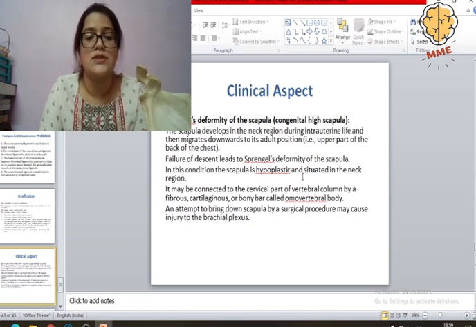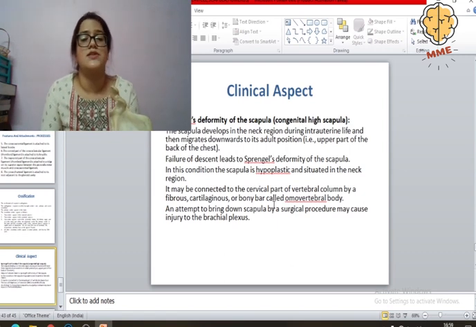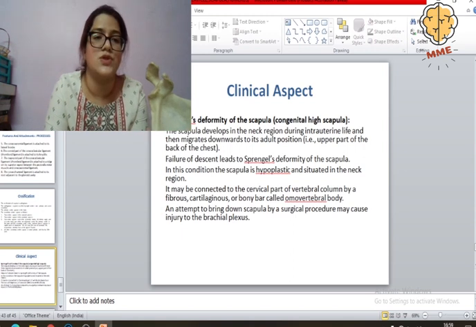In this condition, the scapula is hypoplastic, situated in the neck region. It may be connected to the cervical part of the vertebral column by a fibrocartilaginous ring. Now the saddest part is, you cannot even try to bring the scapula back, because any attempt in doing so would injure the brachial plexus with catastrophic results. So we do not want to do that.